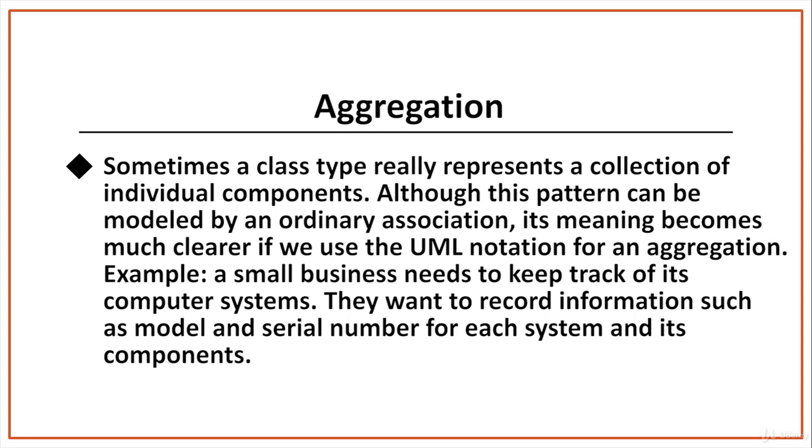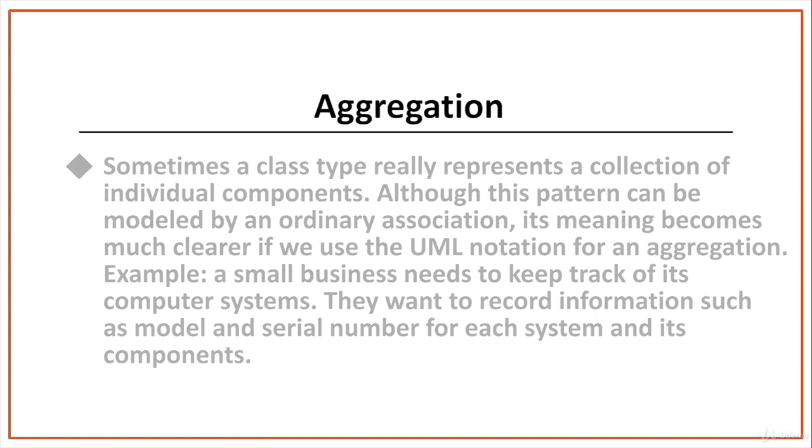Sometimes a class type really represents a collection of individual components. Although this pattern can be modeled by an ordinary association, its meaning becomes much clearer if we use the UML notation for an aggregation. Example: a small business needs to keep track of its computer systems. They want to record information such as model and serial number for each system and its components.